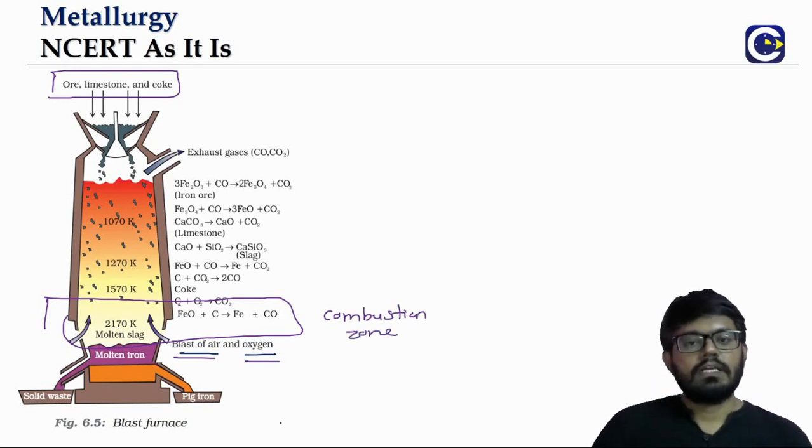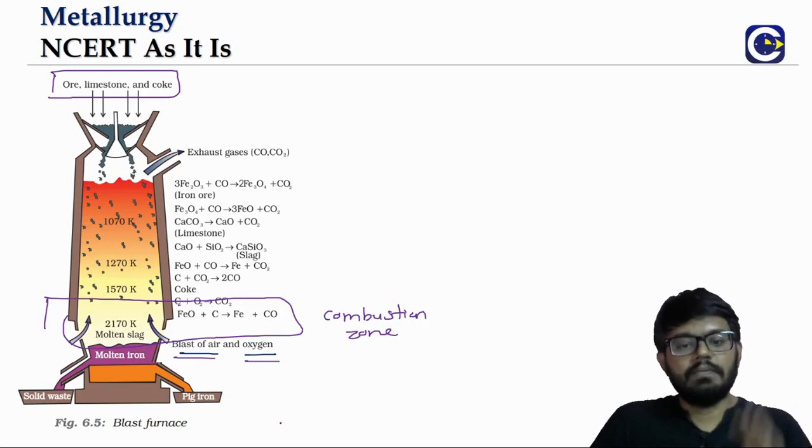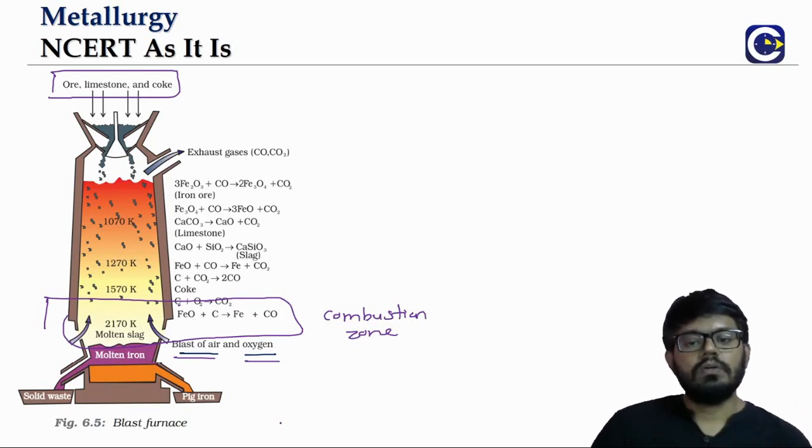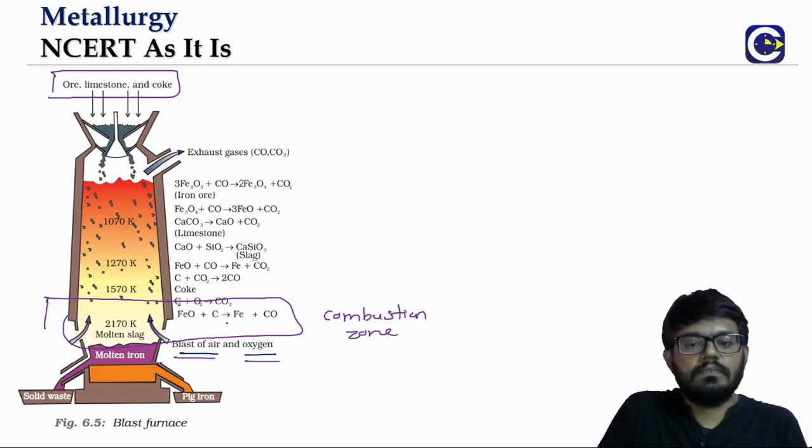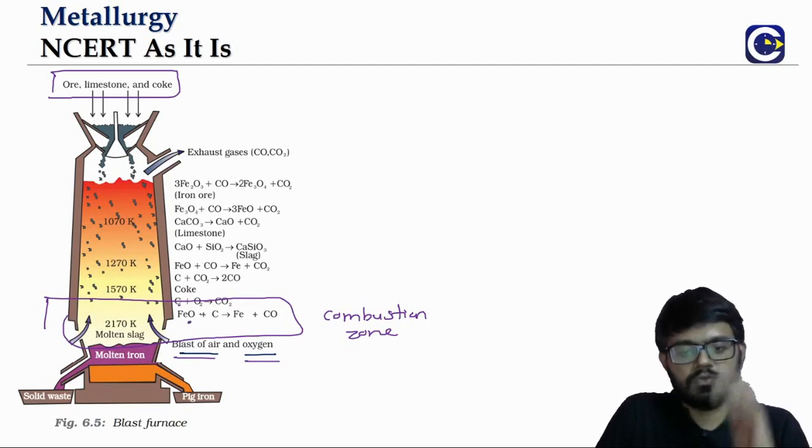We will refer to this as the combustion zone. The combustion zone will have a very high temperature. In the combustion zone, we will also see the coke reduction. Remember what we said? At high temperature, coke itself can act as a reducing agent. So coke will be able to reduce the FeO. We'll see how the FeO will come, because from the top what we are feeding is Fe2O3. We will see that. But this is what happens at the combustion zone, the bottommost.